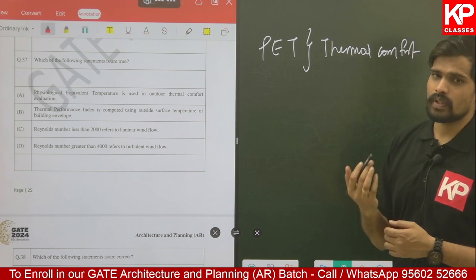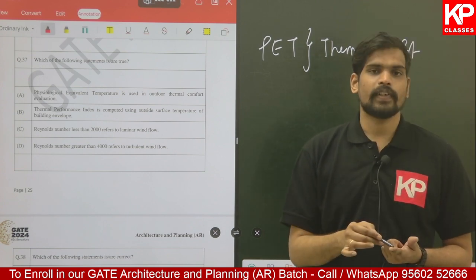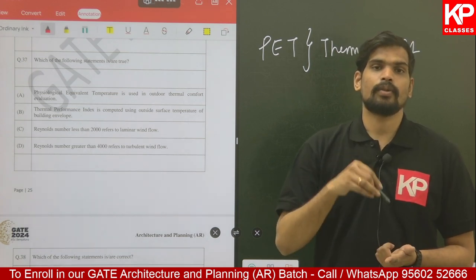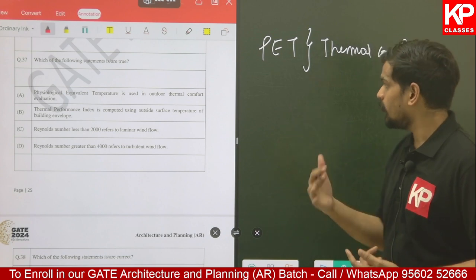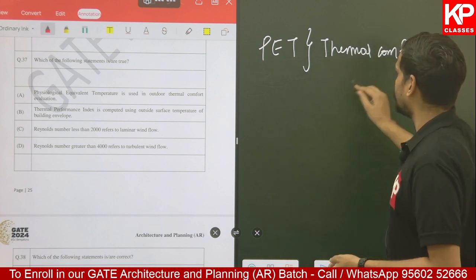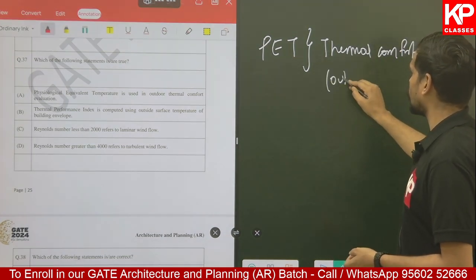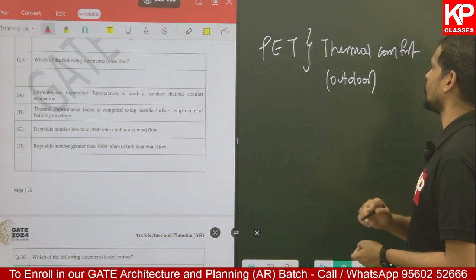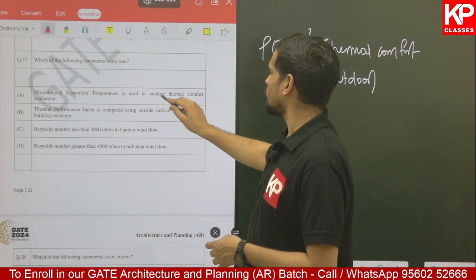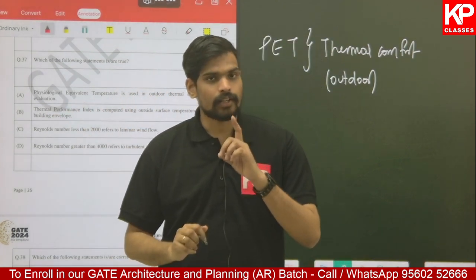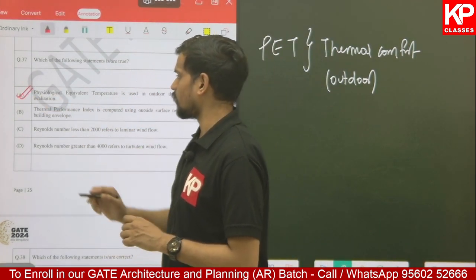There are various types of thermal comfort indices like ET index, effective temperature, corrected effective temperature, predicted mean vote, PMV, tropical summer index, TSI. Similarly, you also have PET, a thermal comfort index generally used for outdoor thermal comfort. It is used to measure and assess outdoor thermal comfort, so it is used in outdoor thermal comfort evaluation. That's the correct option. Option A will be the correct option.